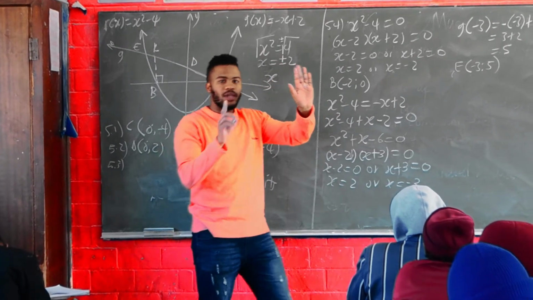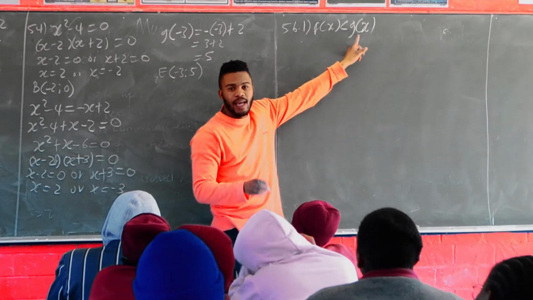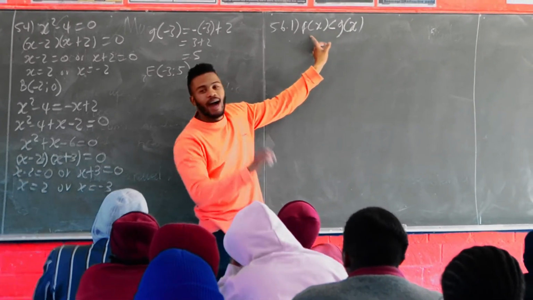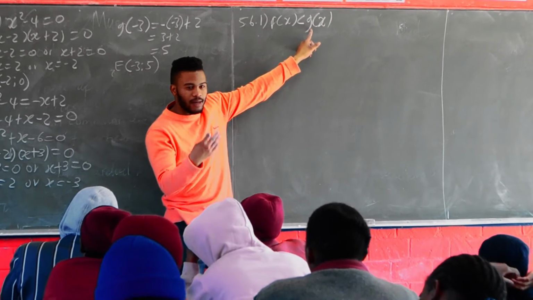My man. When they say they want the values of x for which f of x is less than g of x, it means you want where the graph of f appears below the graph of what? Of g.